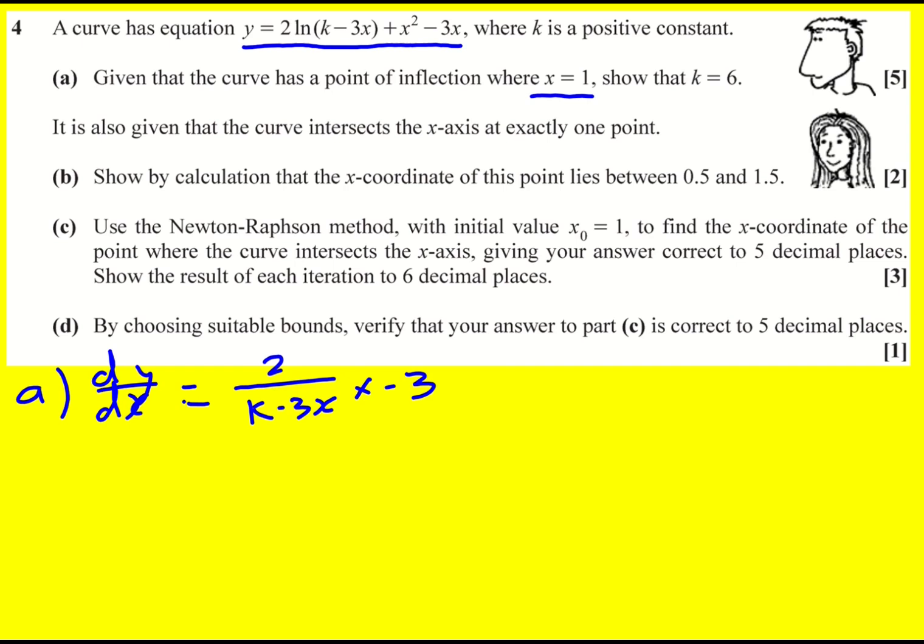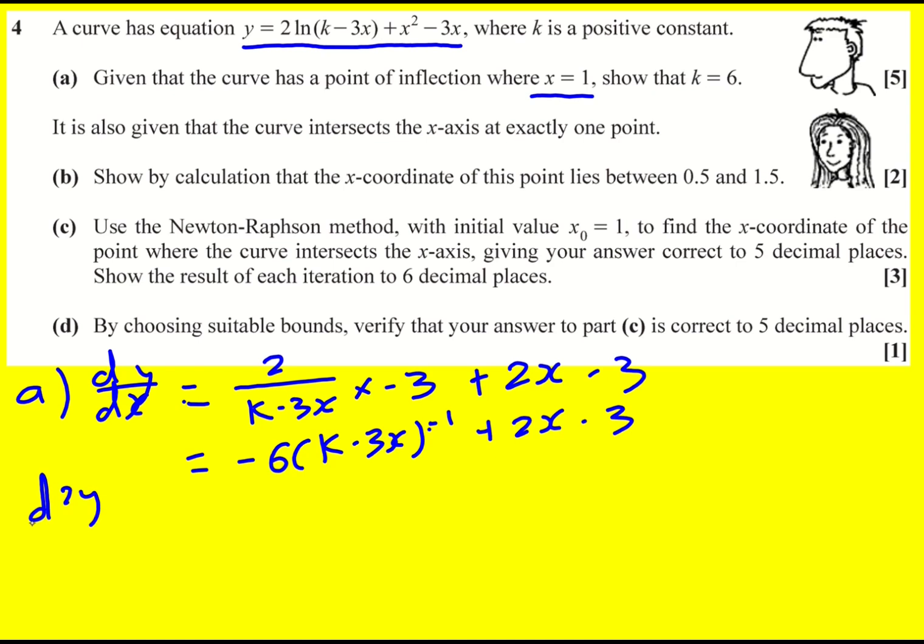Deal with the outside, which is just ln, so we get the 1 over. Of course, we times by the 2 as well, and then we times by the derivative of the inside. Then it's plus 2x minus 3. Okay, just tie that up. So it's going to be minus 6, and I'll write it as (k minus 3x) to the minus 1, plus 2x minus 3.